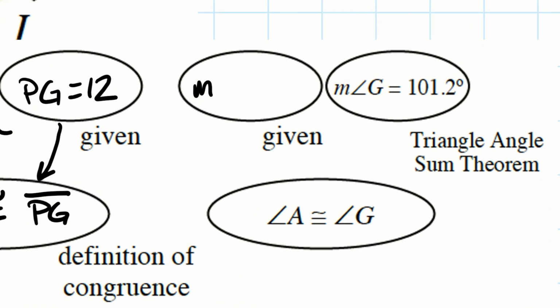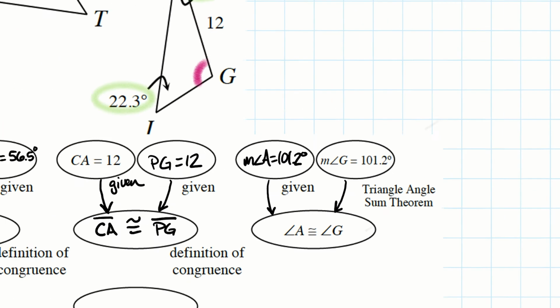I'll say the measurement of angle A is 101.2 degrees. So now that I see that those two angles are equal to each other in terms of the number of degrees, I want to point this out. In the diagram, they did not give me that angle G was 101.2. That wasn't given. What I was given was the other two angles.